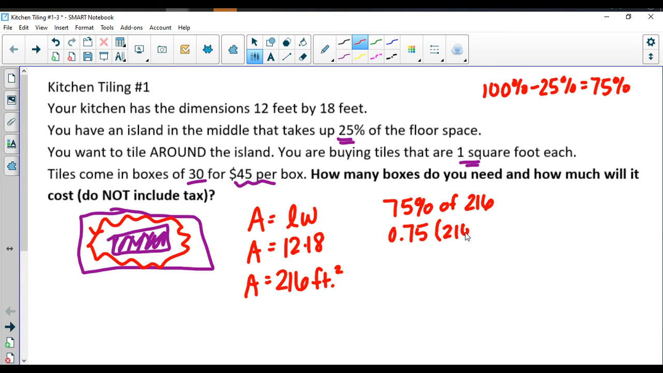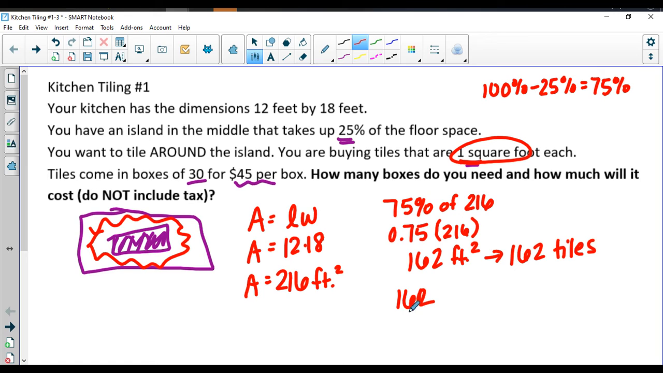Changing this to a decimal and multiplying by 216 is going to give us 162 square feet that's going to need to be tiled. Since each tile is 1 square foot, that would mean that we need 162 tiles. The tiles come in boxes of 30. So we're going to take 162 and divide by 30. And that's going to give us an answer of 5.4. Because I can't buy part of a box, I'm going to have to buy extra tiles. I can't buy less, otherwise I'll have an empty spot. So I'm going to have to buy 6 boxes.